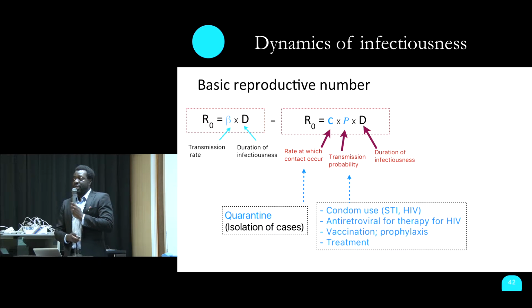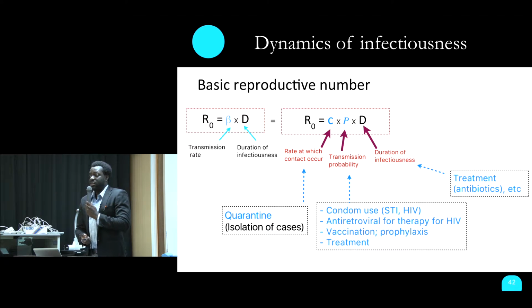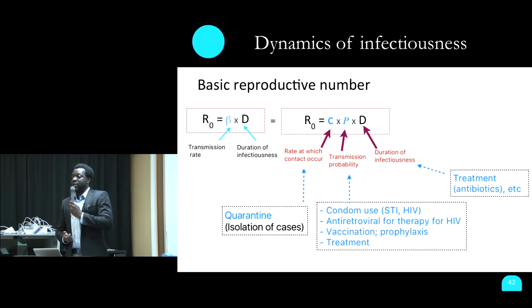Vaccination, any kind of prophylaxis we use, we are playing on this factor here, or even treatment. The duration of infectiousness: some infectious diseases can be treated by antibiotics. When you treat, you decrease the duration of infectiousness, you stop the transmissibility. So most of the interventions will be playing on one or many of these factors in order to control the infectious disease.